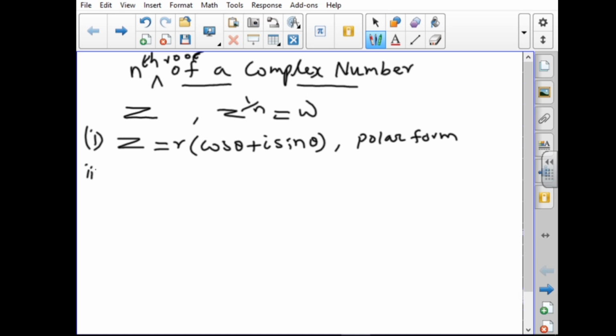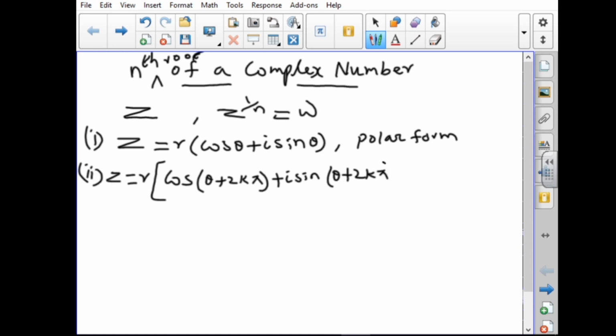Second one, add 2k pi to the argument. Theta is called the argument. So add 2k pi to the argument: cos of theta plus 2k pi plus i sin of theta plus 2k pi. This is the second step.